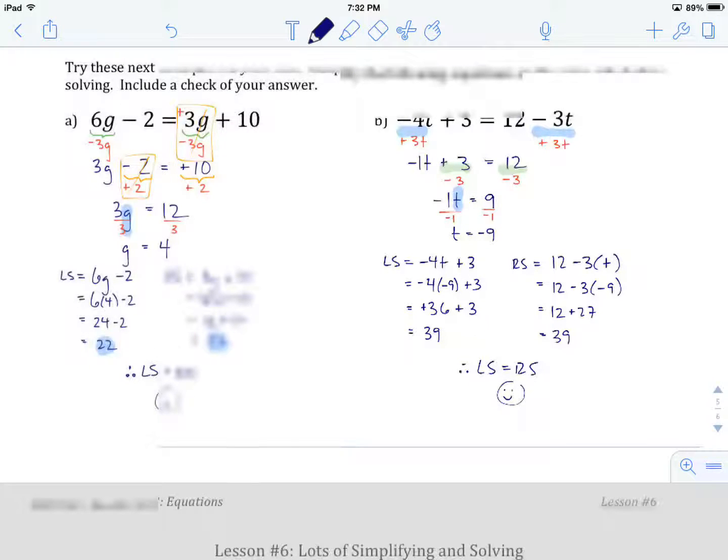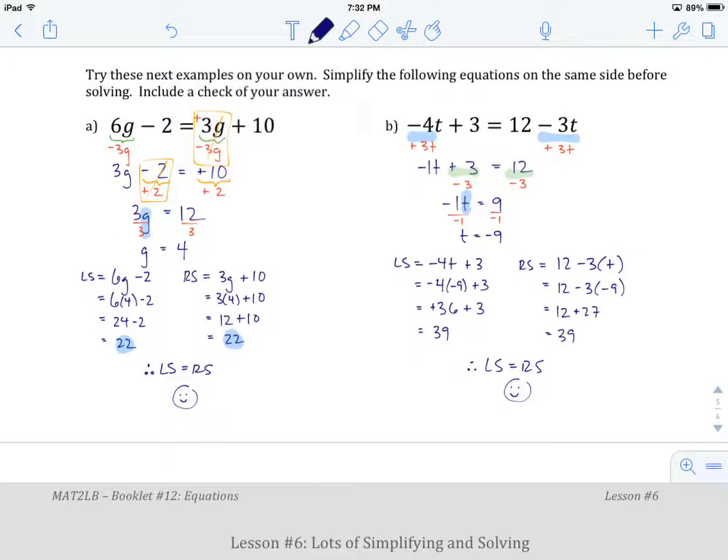So hopefully these steps are making sense to you. It is long, it is involved, but stick with it.